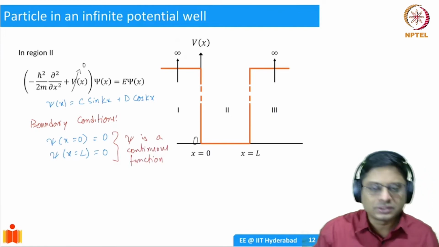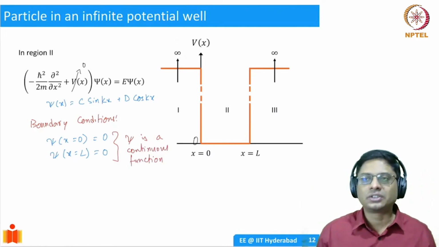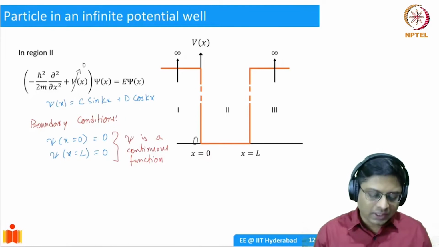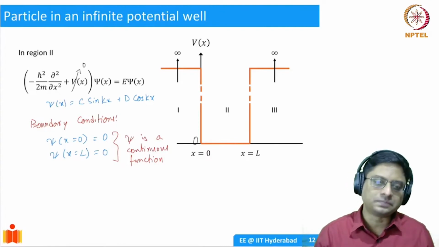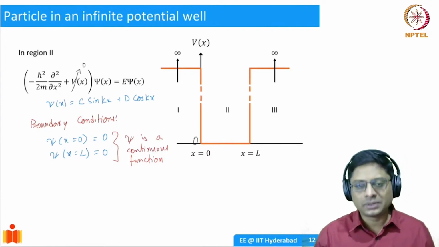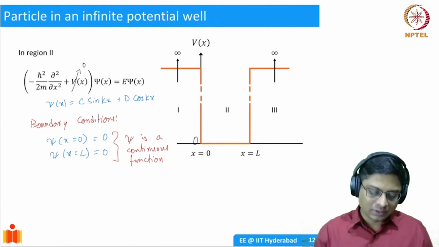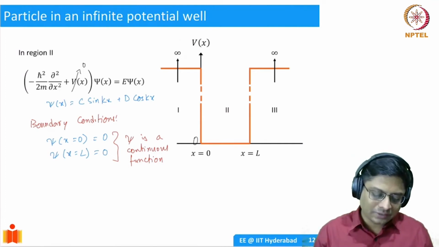We cannot have sudden changes in psi. That is not allowed by the equation. So basically, since psi has to be continuous, at these two boundaries, x equal to 0 and x equal to L, the wave function has to be 0. So will that help us solve the problem? Well, it does.